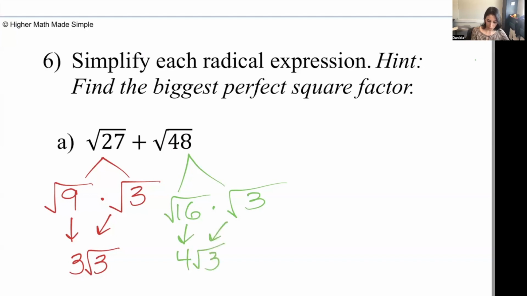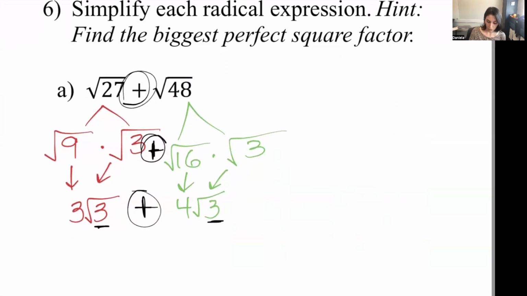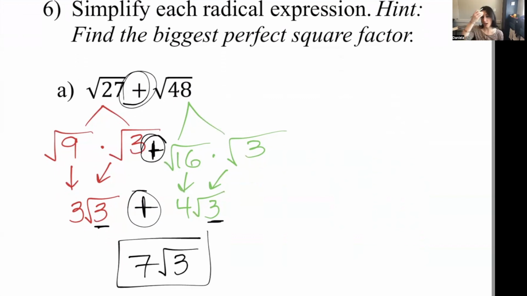And remember, the original problem was we're really adding everything. So now look what happened. These end up being like terms because we talked about they have to have the same number inside the radical. So you could just add the whole numbers. So 3 plus 4 is 7, but you're not going to say radical 6, which is a common mistake. You're just going to keep the radical the same.